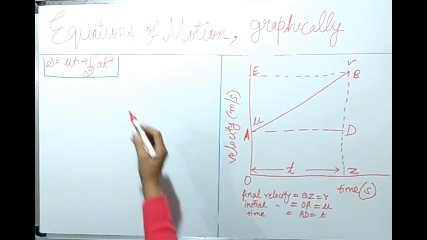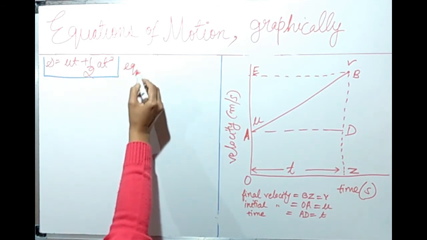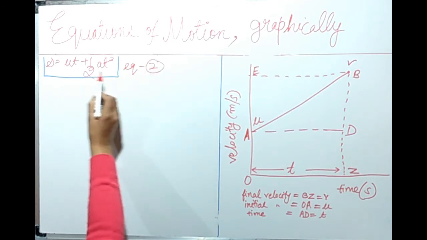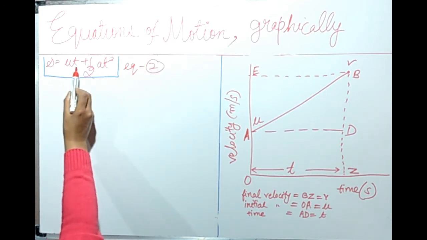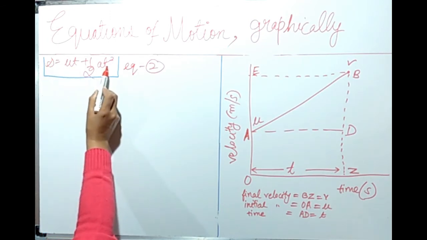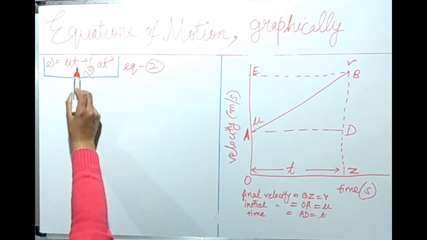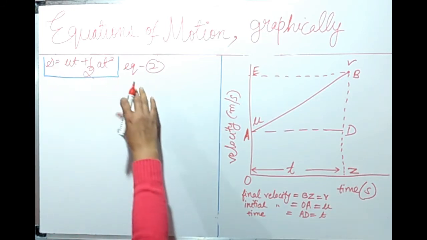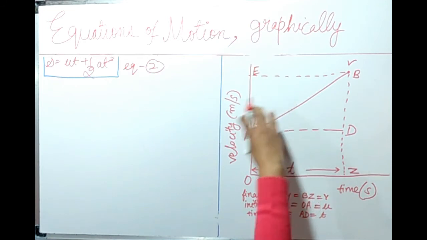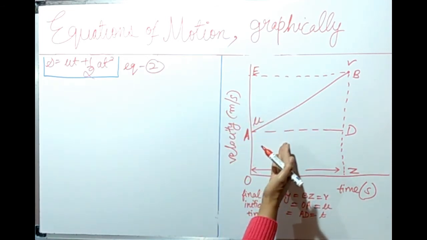Our second equation of motion is s equals ut plus half at square. Equation number 2. This equation is called position time relationship. On the left hand side we have position, on the right hand side time is dominating. We are going to derive this equation with the help of the same velocity time graph which we have used earlier in equation number 1.